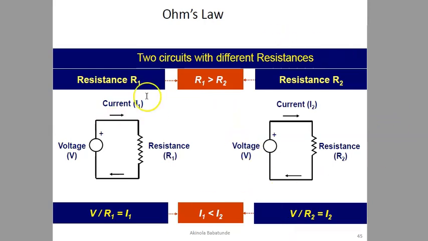If we have two circuits, and in the first circuit the resistance R1 is greater than the resistance R2, it simply means that the current I1 in the first circuit will be less than current I2 in the second circuit. We do know that I is equal to V over R. So for I1, we have V over R1, and for I2, we have V over R2. We've mentioned this before using the mechanical analogy.